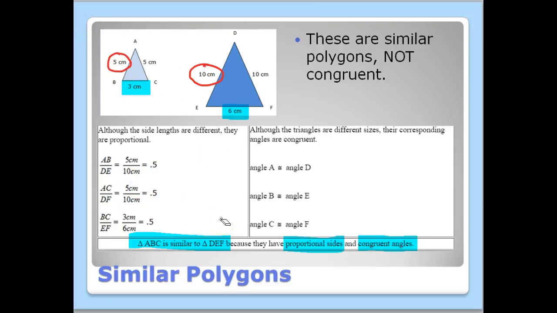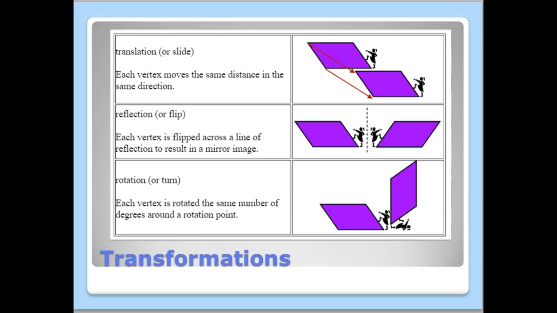And so they have proportional sides, but they have congruent angles. Because I can make a triangle that's as big as a house, the angle is not going to change. Okay? Now, let's talk about different types of transformations.